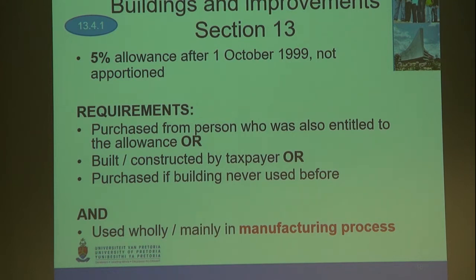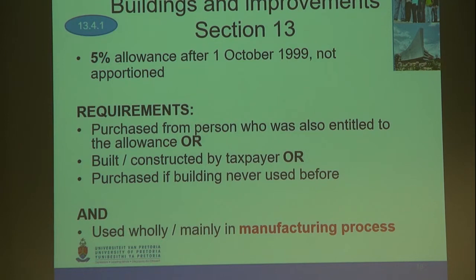Now, I want to say up front that these two are relatively new to our Act. These two you can only claim on a new and unused building. So 13 quin and 13.6, you're only ever going to claim if you are building a building or if you are buying it from a developer. And people often forget that. It's not if you're buying a second-hand building.